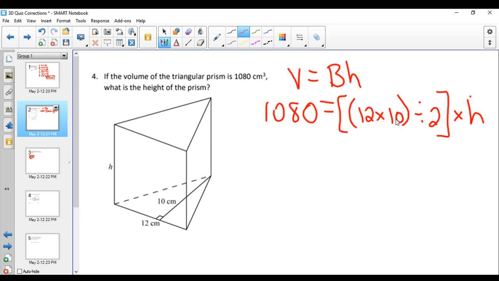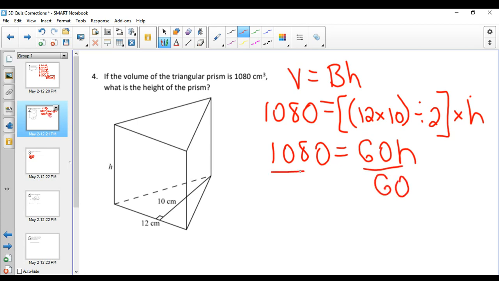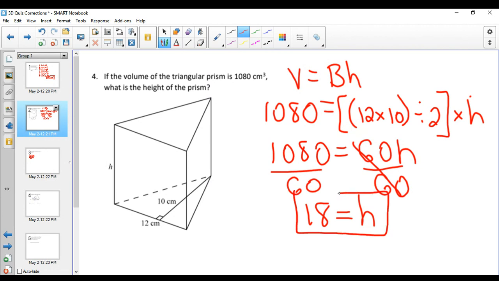Now, when we do 12 times 10, that gives us 120, and then divide that by 2, we get 60. So now on this side, we have 60 times h. Over here, we have the 1080. This right here is multiplication. To undo multiplication, we're going to do the opposite, which would be to divide. So I'm going to divide both sides by 60. These are going to cancel out, and then when I divide, I get 18. So the height of this prism, this measurement right here, would be 18 centimeters.